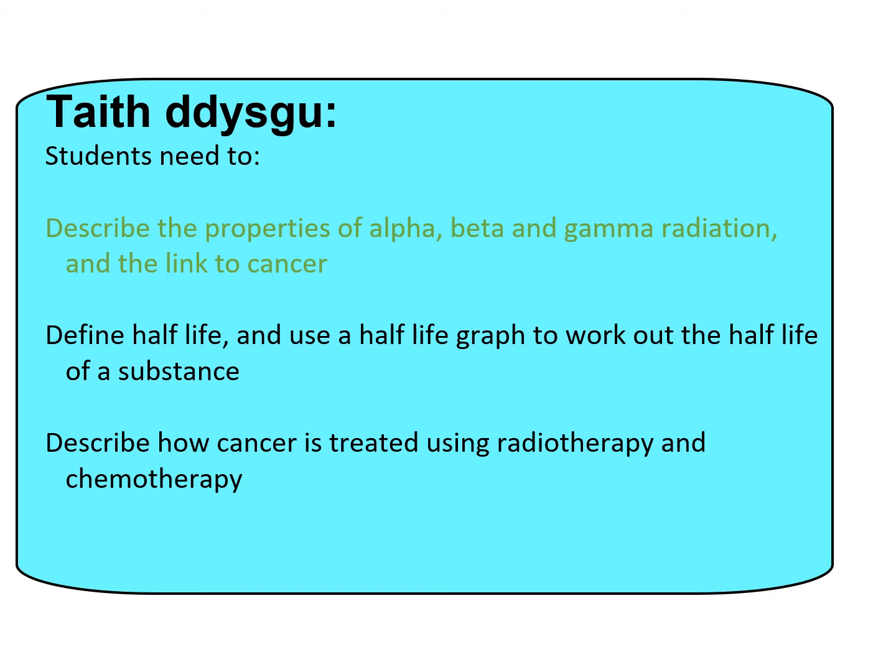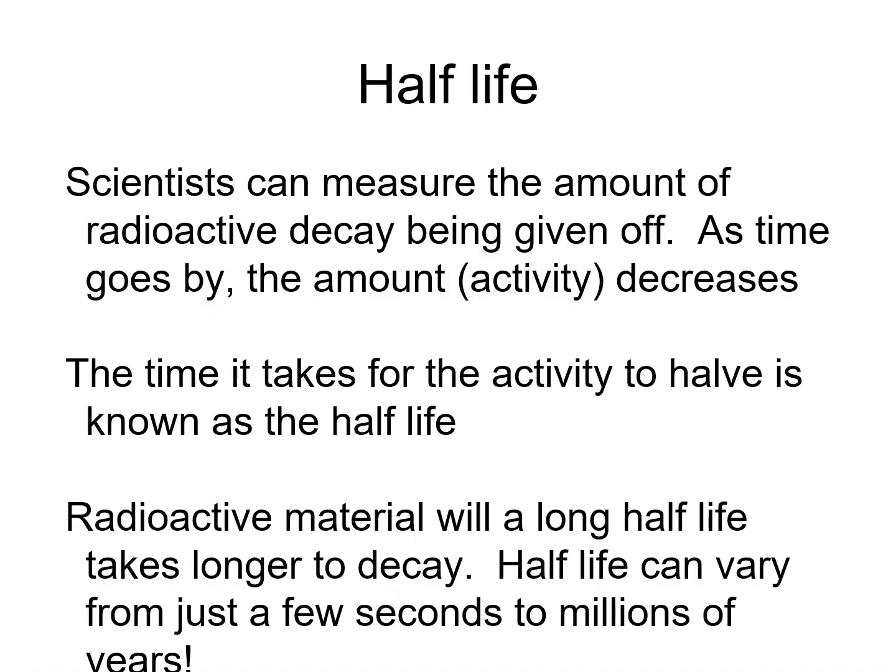Now let's think about half-life. So scientists can actually measure the amount of radioactive decay or radiation being given off by a radioactive material. So imagine you've got a piece of uranium, which is a radioactive metal. You can actually measure how much radiation is being given off. And over time, as more and more of the uranium decays, the amount of radiation given off will decrease. Now, the time it takes for the activity or radiation to halve is known as the half-life.